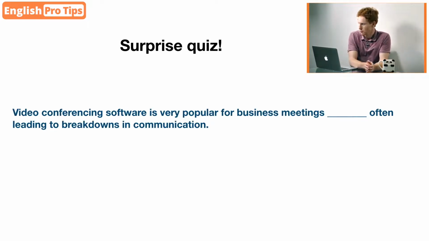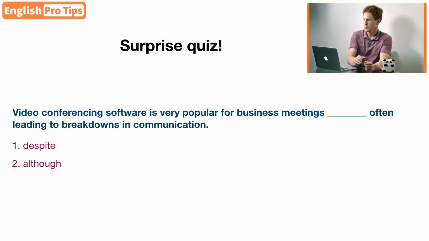Video conferencing software is very powerful for business meetings. We need a word here, often leading to breakdowns in communication. Now, I'm going to give you 2 options. We have either despite or although. Now what you can do is pause the video now, have a think, choose which answer you think fits into this space, and then we're going to go through the answers together.